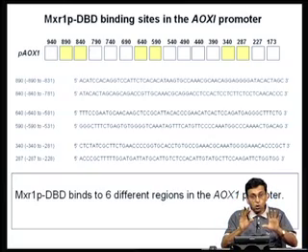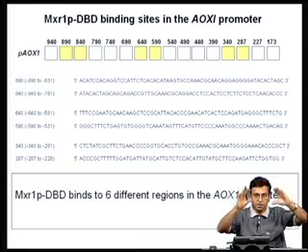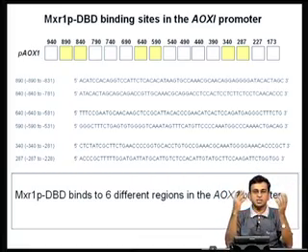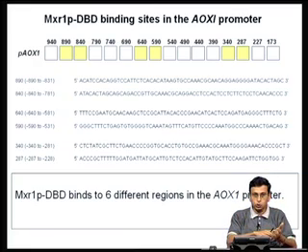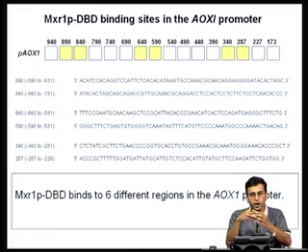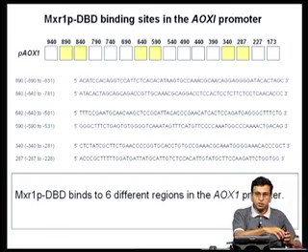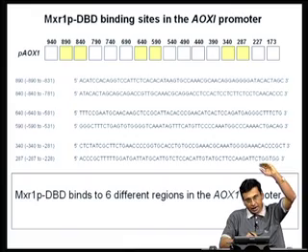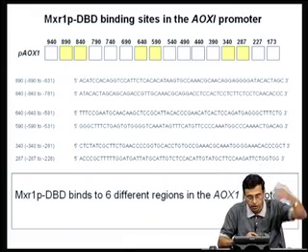Now, we still do not know whether the same 6 regions are also bound by MXR1P in vivo. This again we will discuss later. There are techniques called chromatin immunoprecipitation and so on and so forth, by which you can identify whether the transcription factor which is binding to a DNA fragment in vitro can also bind the same region of the actual promoter inside the cells in vivo. There are different techniques to study those things.